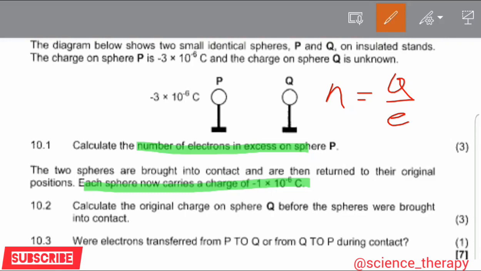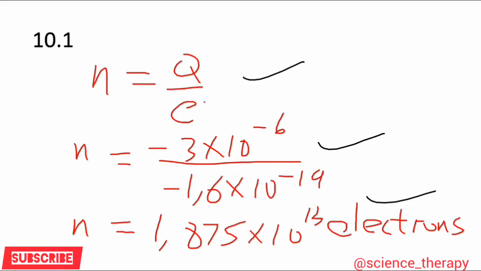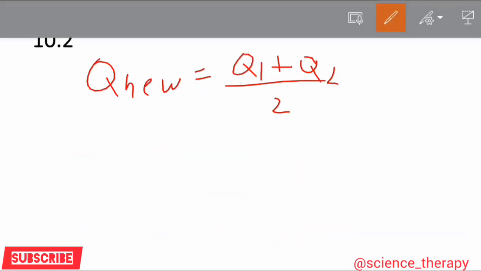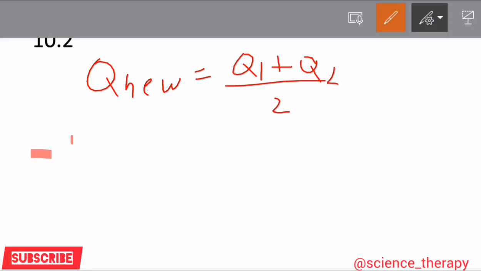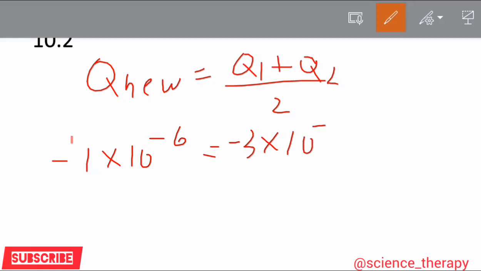But now we are trying to calculate for sphere Q before they were brought together. So this is how we're going to do it. So we have Q nu. Remember here the Q nu is negative -1 times 10 to the power of -6. But then the Q1, this is before it came into contact. So it was -3 times 10 to the power of -6.